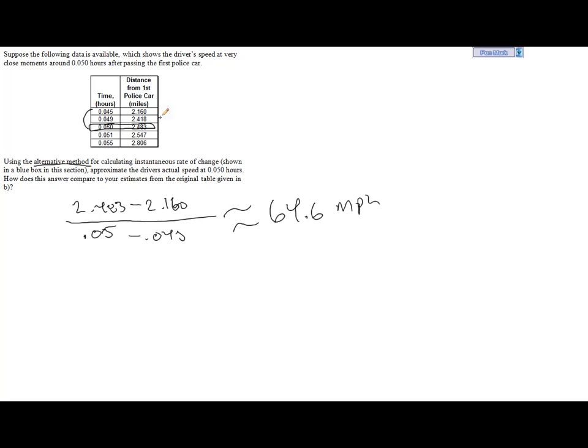So between this and this, we'd have 2.483. And notice now we're just getting more precise. We're doing exactly the squeezing in of the points. Here's what's happening at 0.05. And now we're picking a point here, finding the average rate of change, picking a point even closer and finding the average rate of change. So we're getting a better estimate of what's actually happening at 0.05.